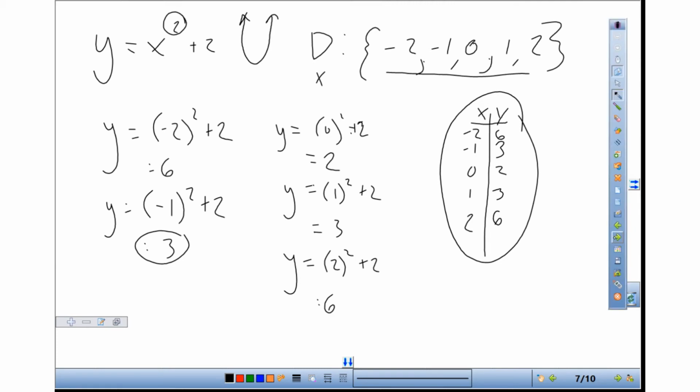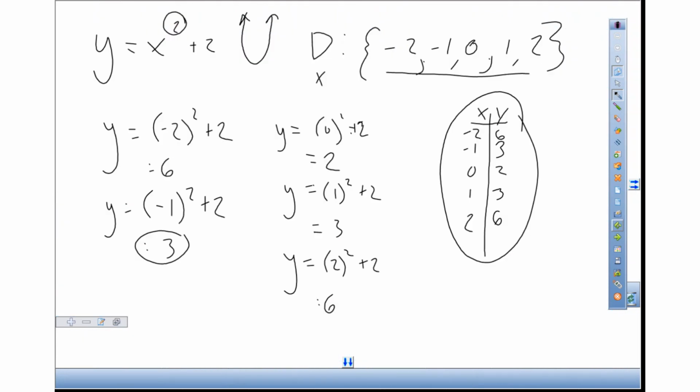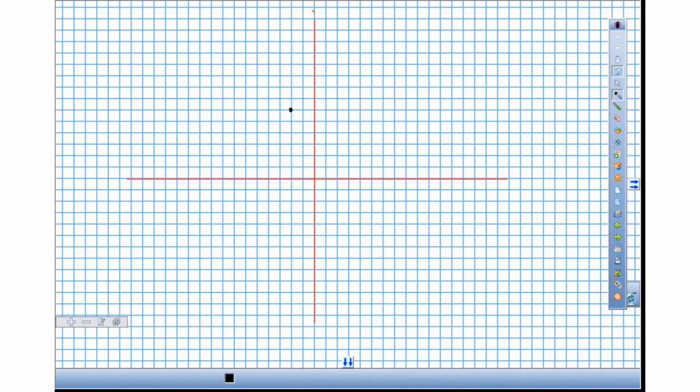So when we go over here and we look at our graph and we plot these points, we're going to have (-2, 6), I think our other point was (-1, 3), yep, (0, 2), (1, 3), and (2, 6). Notice it looks like a V, but it really is not a V. It is a curved U shape here.